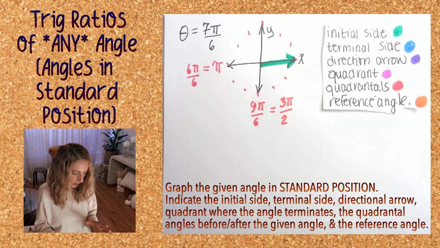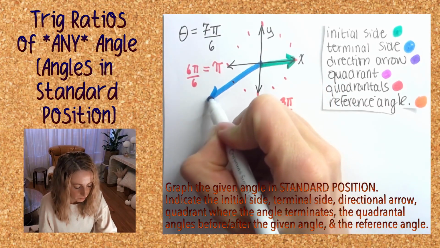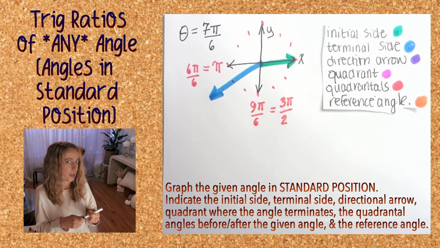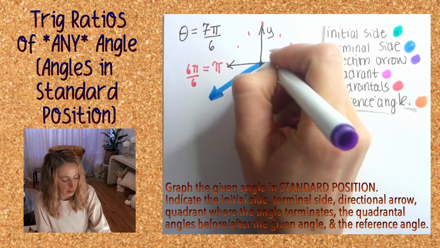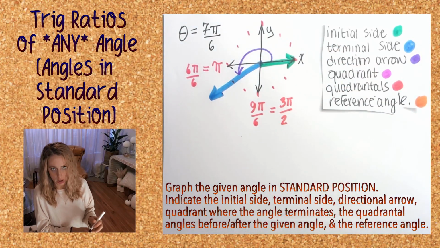Now I could go ahead and stick in my terminal side. My terminal side will go right there in blue, terminal side. My directional arrow, these are positive angles, so they are rotating in the counterclockwise direction. It comes out of the initial side, not out of the origin.